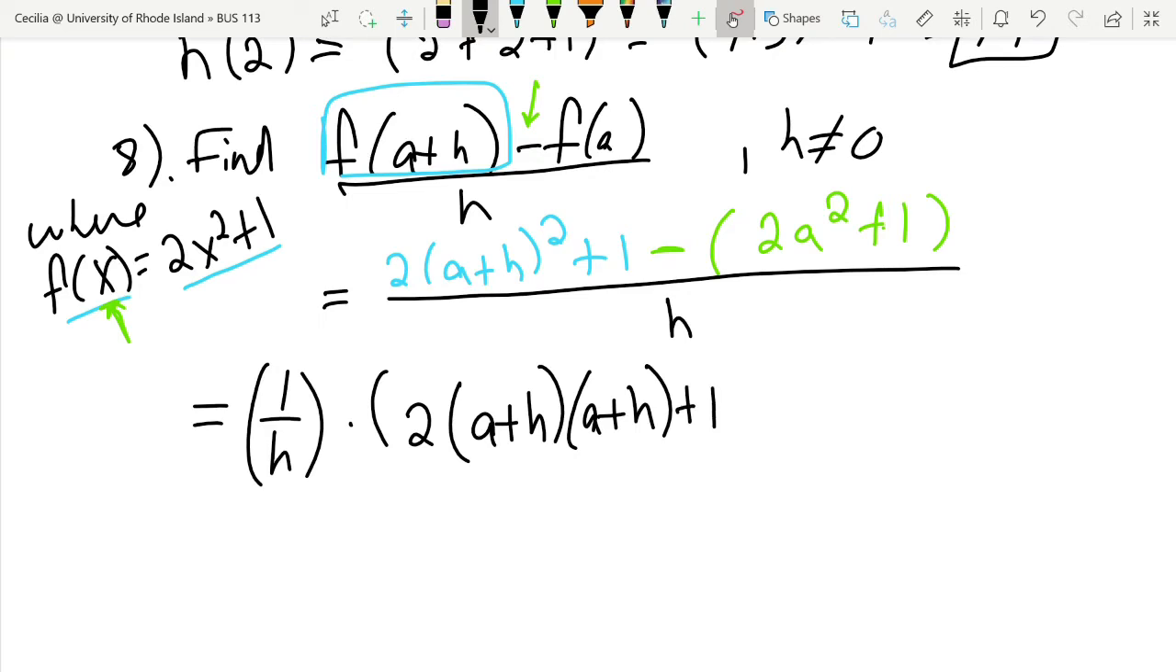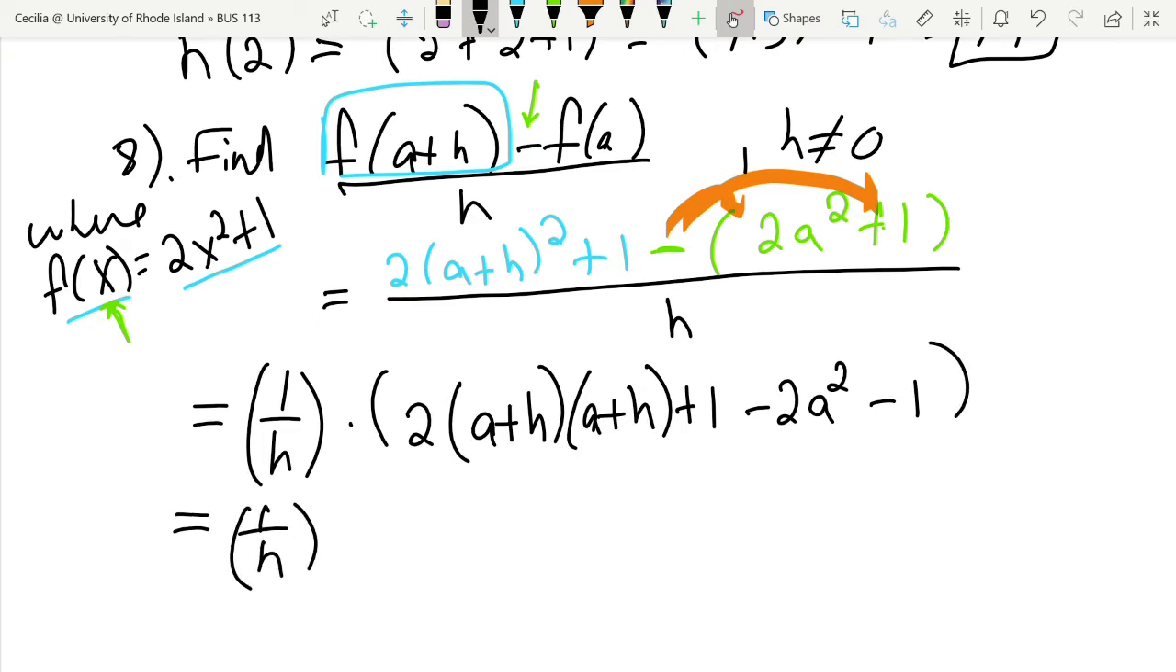And now we're going to distribute this minus sign to each term in the second factor. So that's going to be minus 2a squared minus 1. All right, so now it's just a matter of doing the algebra of simplifying. Well, actually, we still need to distribute the (a plus h) times (a plus h) and multiply that out. So let's say that's 2, and I'm going to put parentheses around the whole thing.